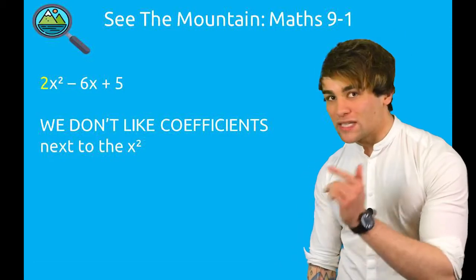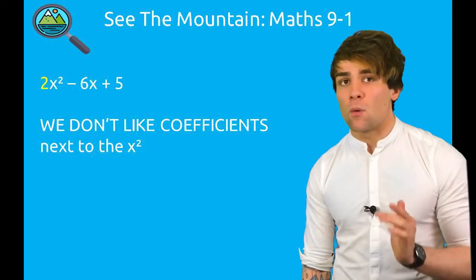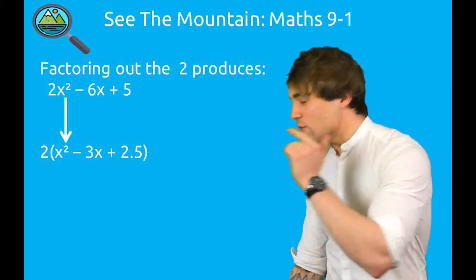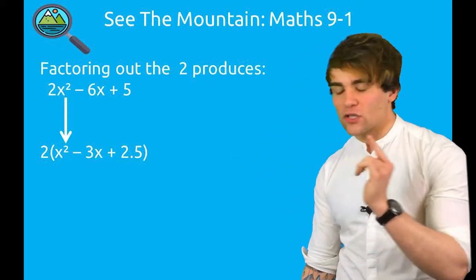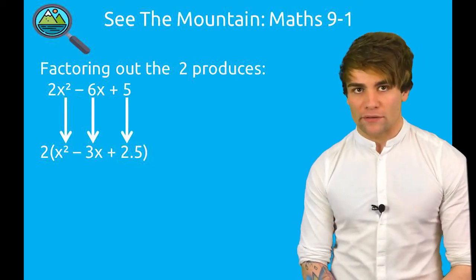First things first, we've got to get rid of that coefficient. We can't have coefficients next to the x squareds. It won't work. So let's factor it out. We take the 2 outside, divide everything now by 2. 2x squared divided by 2, x squared, minus 3x plus 2.5.